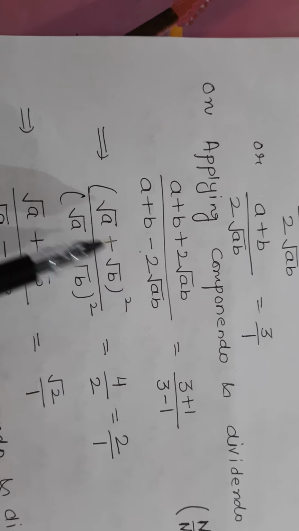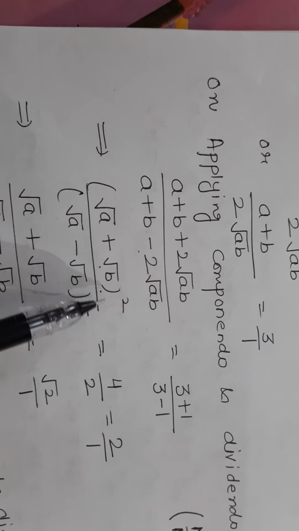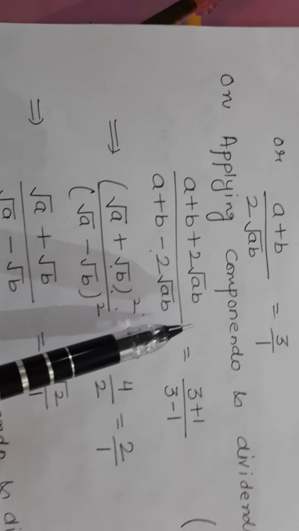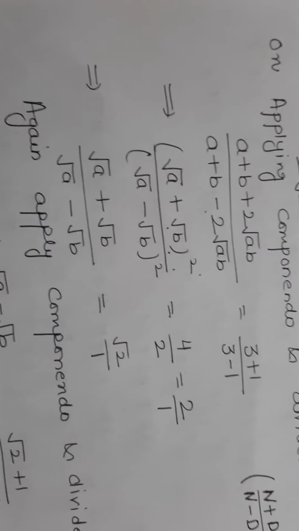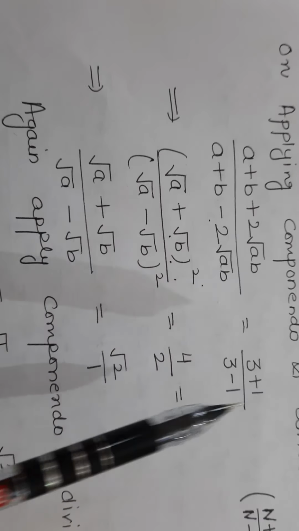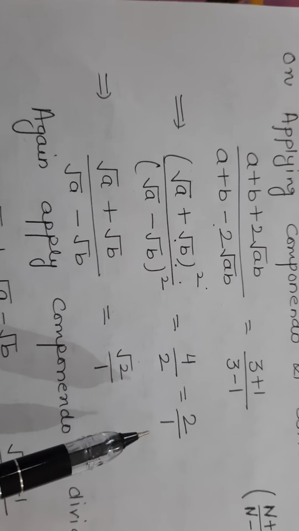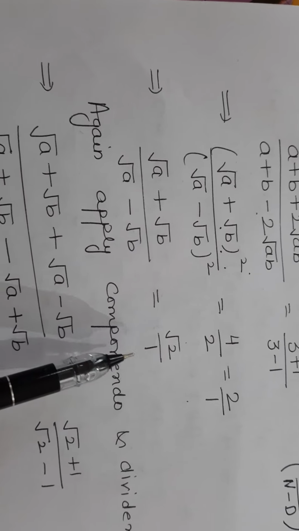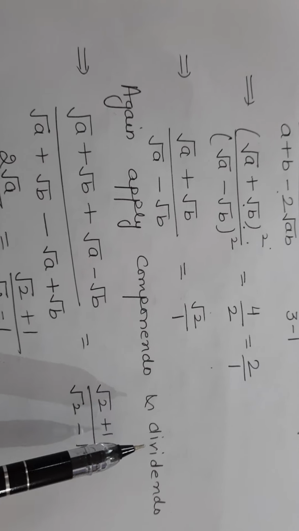Now you can rewrite this as root A plus root B whole square, because you can write this as root A into root B. In the same way the denominator is root A minus root B whole square. Here you will get 4 by 2. This is 2 upon 1. Now take square root. You will get root A plus root B upon root A minus root B as root 2 upon 1. Again apply componendo and dividendo.